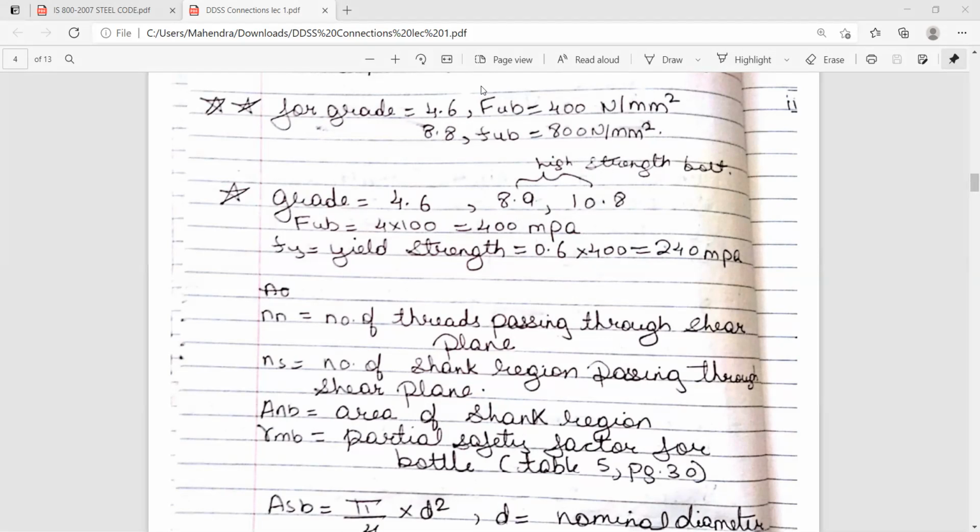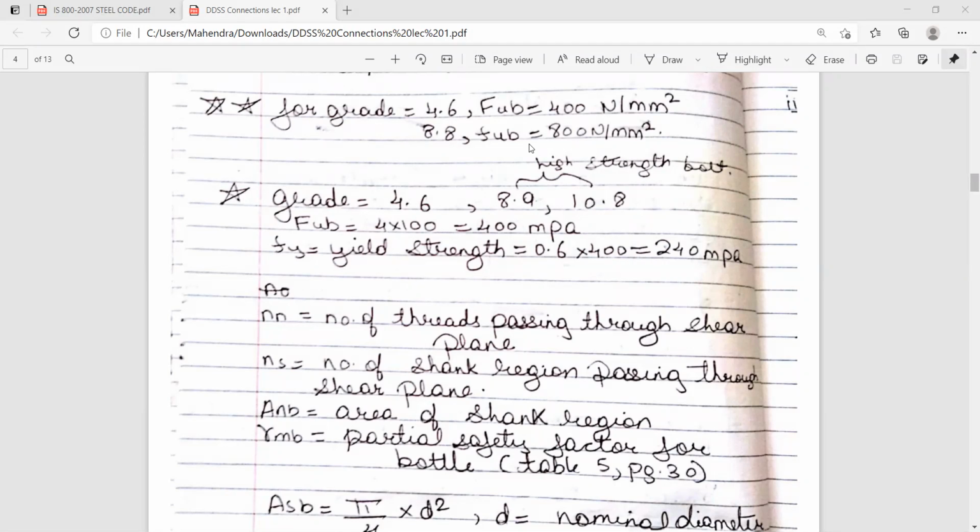Okay. So then NN, the notation for NN, NN is nothing but the number of threads passing through the shear plane. Whatever the number of threads that will be passing through the shear plane, that will be the value for NN. Mostly NN will be 1 or 2. And NS is the number of shank regions passing through the shear plane. NS will be always 0.